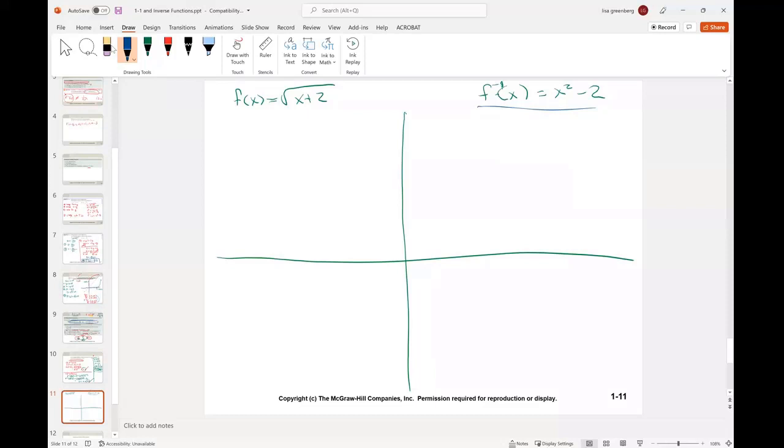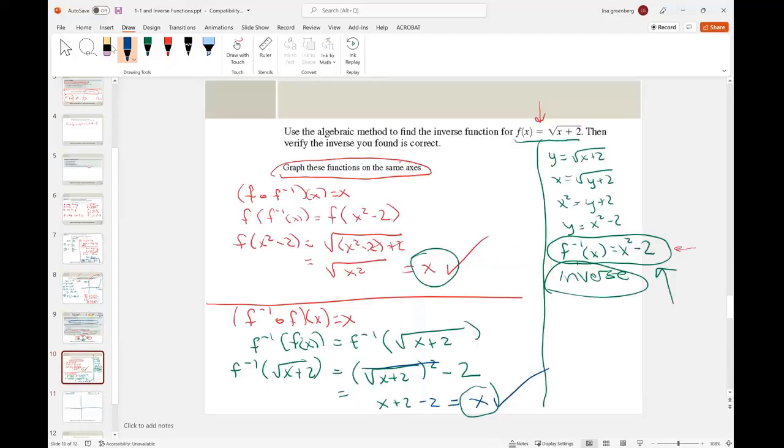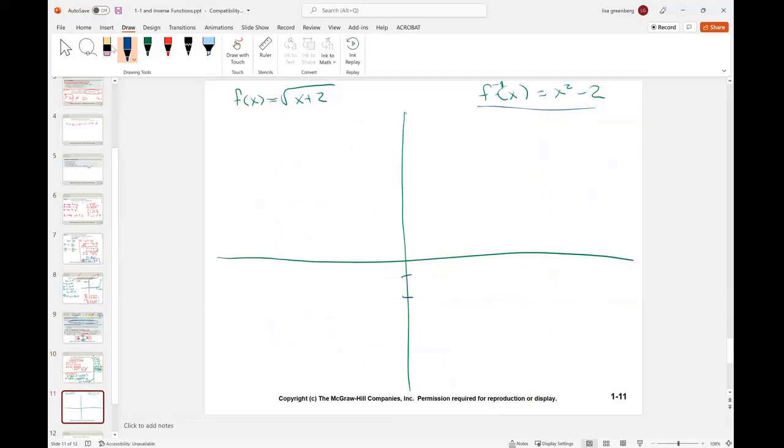Isn't it going to be like half a parabola? It's going to be a parabola that's going to move down 2, but we have to be really careful because notice here, it didn't say it, but what we really need to know is what our domain and range is, right? Because without that, we could have functions that aren't one-to-one. So is the square root of x plus 2 a one-to-one function?